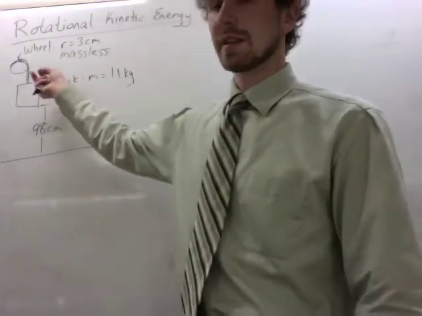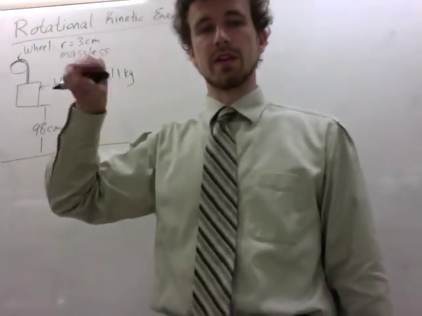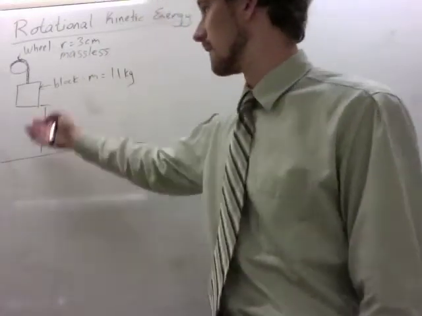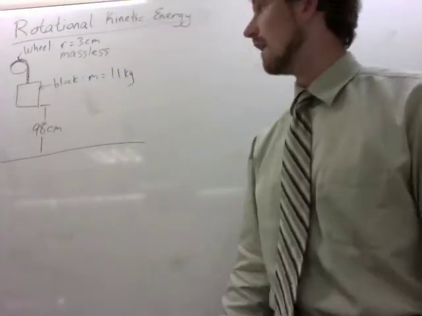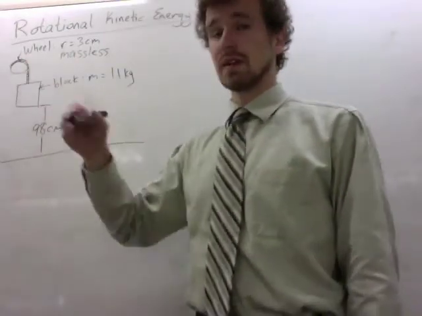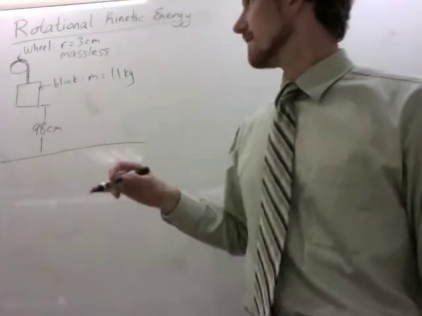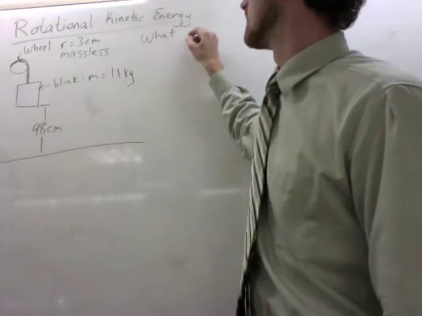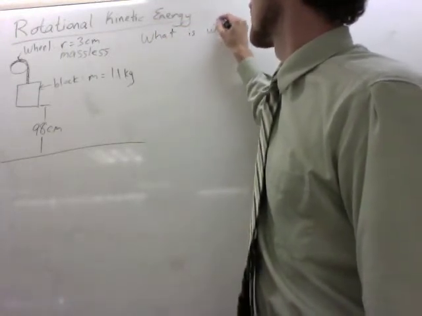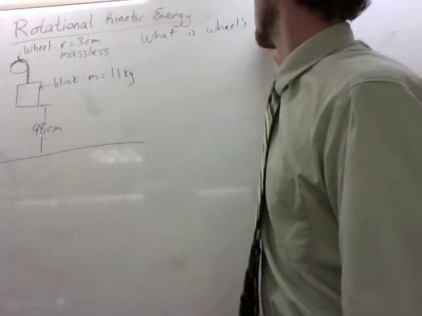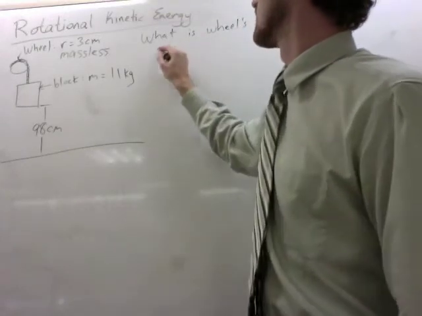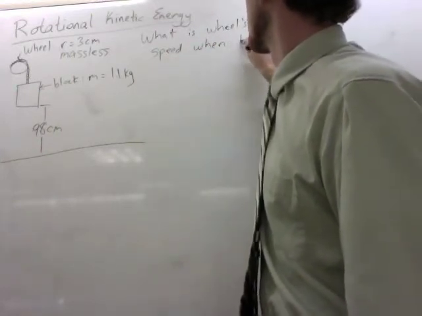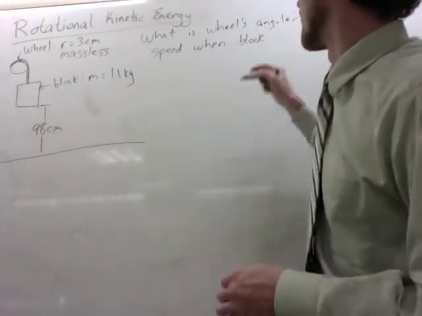Now what's going to happen is we're holding this here, we're going to let go, and as we let go, the wheel will uncoil and more rope will be let out, and the block will move its way to the floor. As this happens, this wheel is going to get spun along for the ride. So my question is, what is the wheel's angular speed when the block hits the ground?